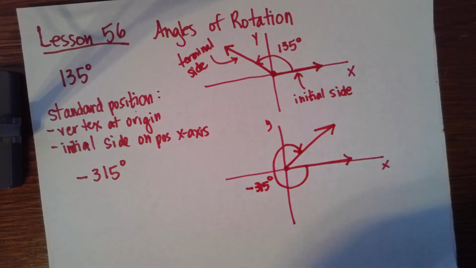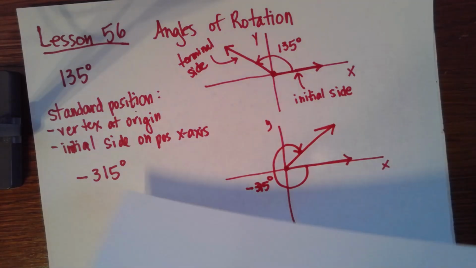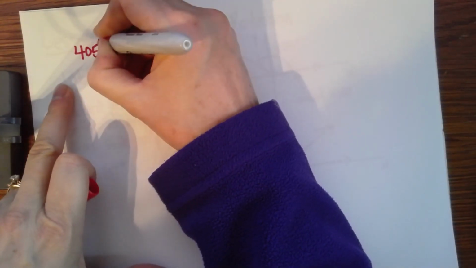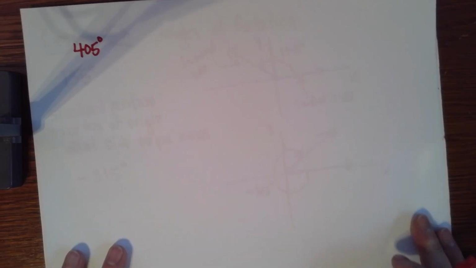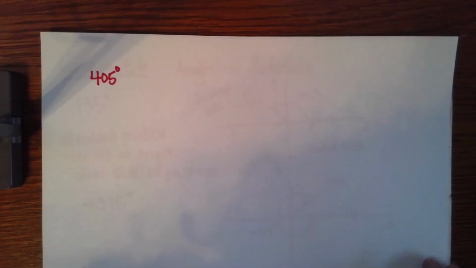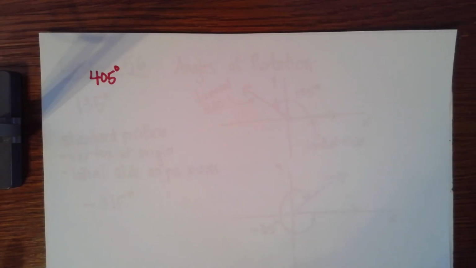Now we could have some more kind of exciting angles. So let's say I want to do this angle, 405 degrees, and put that in standard position. Okay, well, 405 degrees, that's kind of big. You could never have that in a triangle or something like that, but it's still an angle and it's an amount that you could rotate.